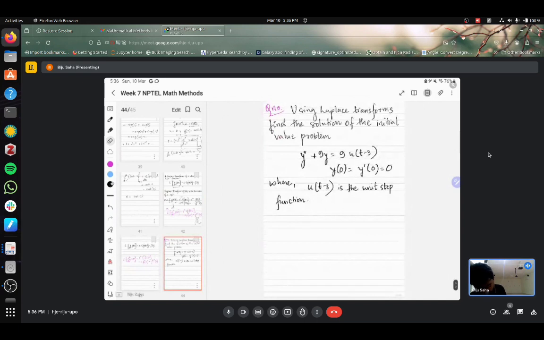So let's take this example. In this example what you have is a step function on the right hand side. So this is my differential equation. u(t minus 3) is a step function. So let us take the Laplace transform on both sides.